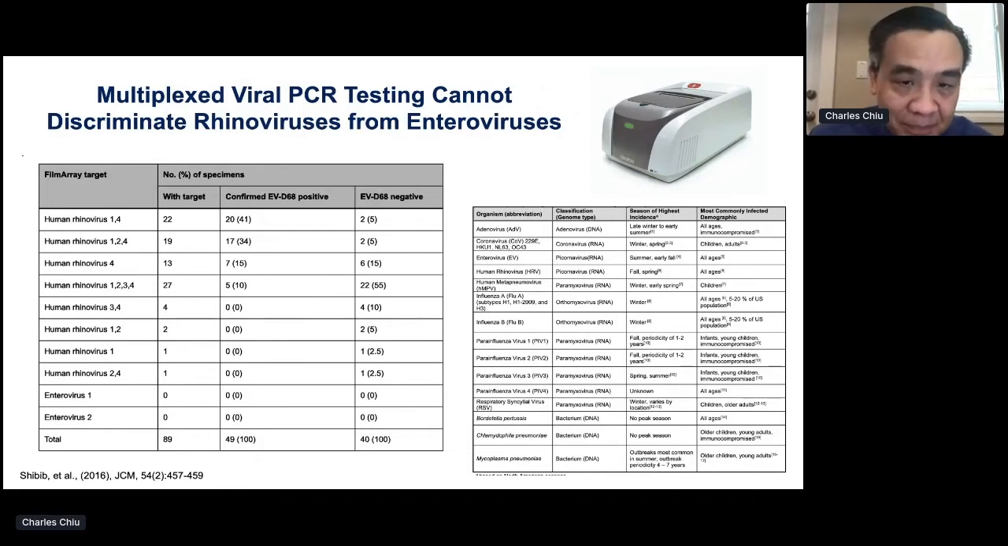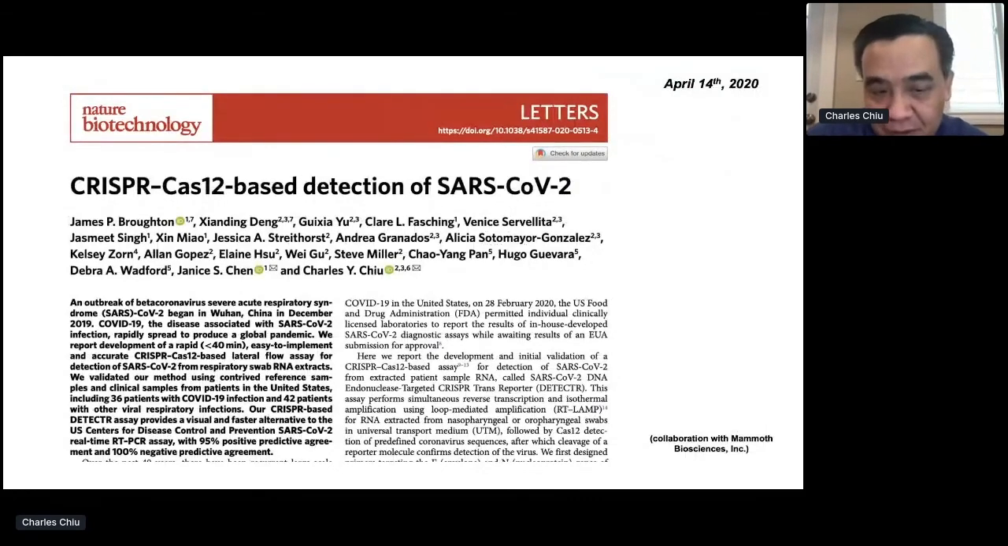So I want to introduce some new ideas in terms of how we can perhaps better diagnose enterovirus D68 or enteroviruses in general. One is the use of perhaps a CRISPR-Cas12a based detection. This was a detection platform that we recently published in Nature Biotechnology for SARS coronavirus 2, or SARS-CoV-2.